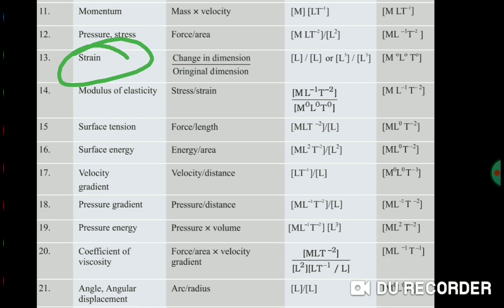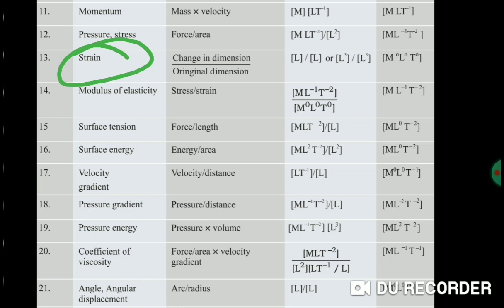Now strain. This formula is new for each and every one who has learned in the standard. We can understand more about these physical quantities in further upcoming chapters.